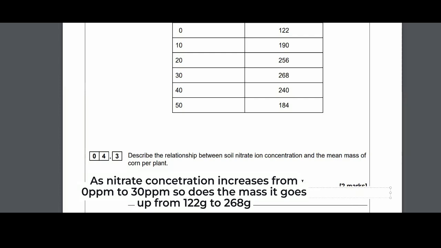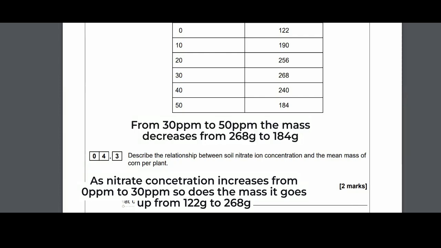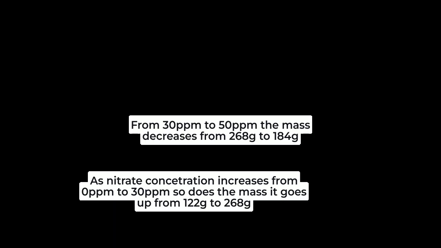So that scores us the first mark for spotting the first pattern there in the results. However, the second pattern in the results that scores the second mark is that from 30 ppm to 50 ppm, the mass decreases from 268 to 184. And so for these 2 points, you'll secure both marks.